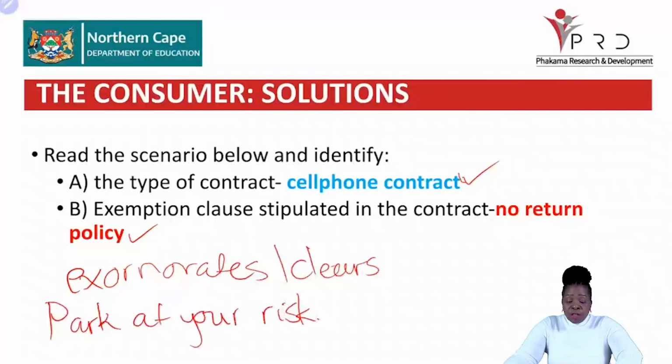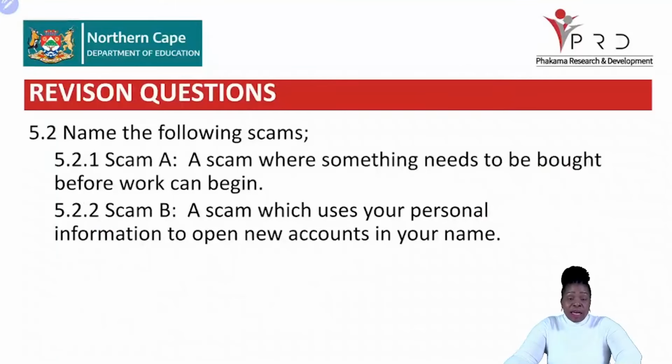Let's move on to the next questions from the scenario. 5.2 reads, name the following scams. 5.2.1, scam A reads, a scam where something needs to be bought before work can begin. And 5.2.2, which is scam B, reads, a scam which uses your personal information to open new accounts in your name. Just a minute to answer those two.